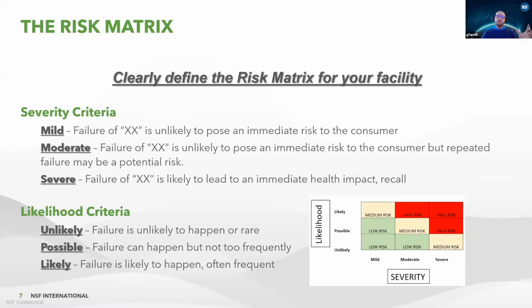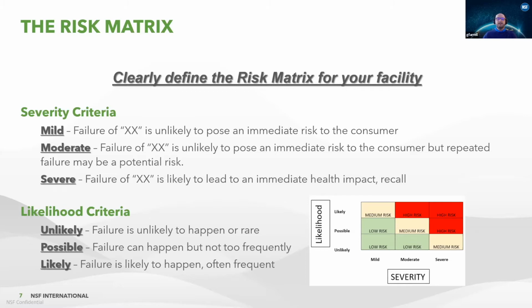And then the severe is if we have a failure, it's likely to lead to an immediate health impact or recall. Now, flipping it over and looking at the likelihood, what I've decided to choose is unlikely, possible, and likely. You can choose whatever you want. You can put whatever words you want for severity and likelihood, but you must clearly define it. Unlikely seems pretty straightforward: failure is unlikely to happen or rare. Possible: failure can happen, but not too frequently. And likely: failure is likely to happen often, frequently.